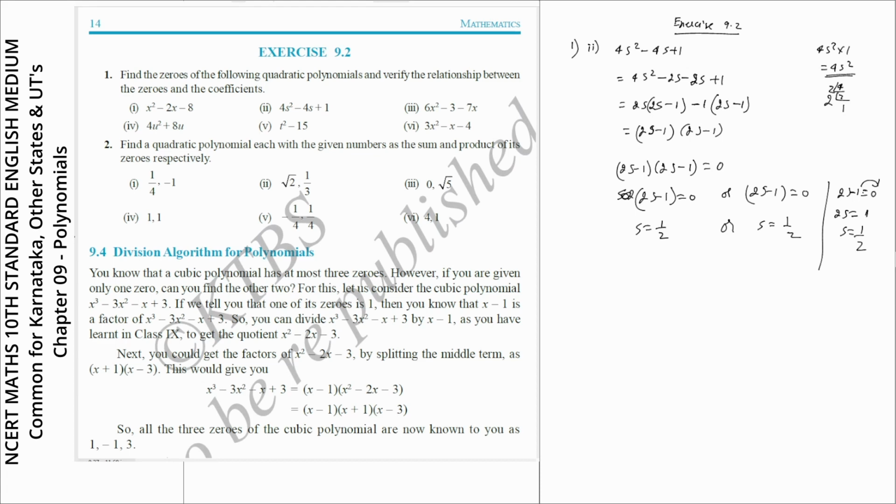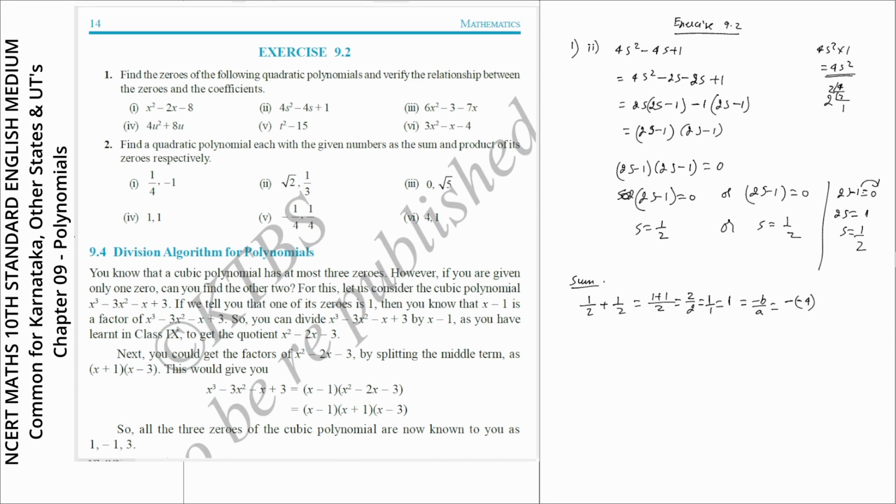Now I'll check the sum of these zeros. First zero is 1 by 2, second one is 1 by 2. So 1 by 2, LCM is 2, 1 plus 1. So I get 2 by 2 is equal to 1. This should be equal to minus b by a. Check what is minus b. Minus b is minus of minus 4. So b is minus 4 there in the given equation.